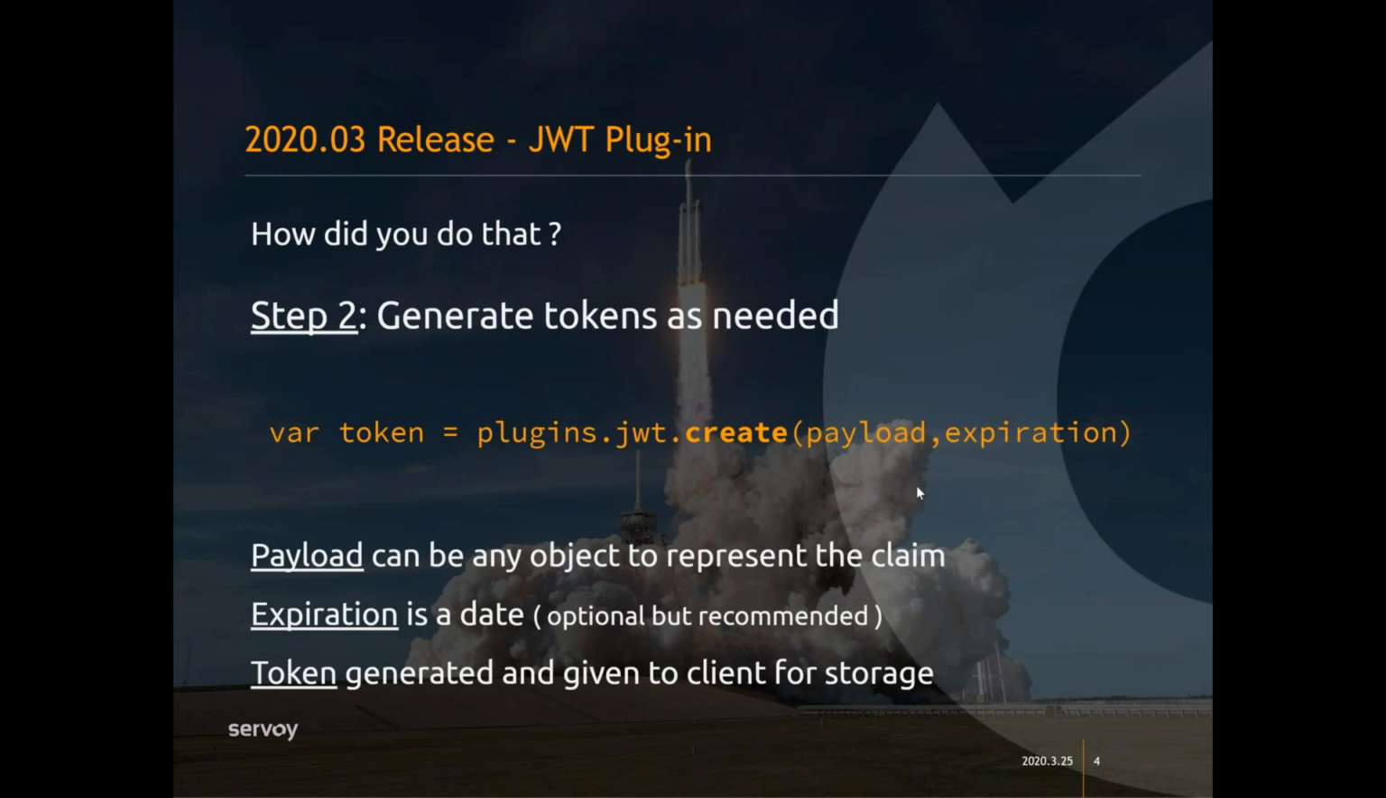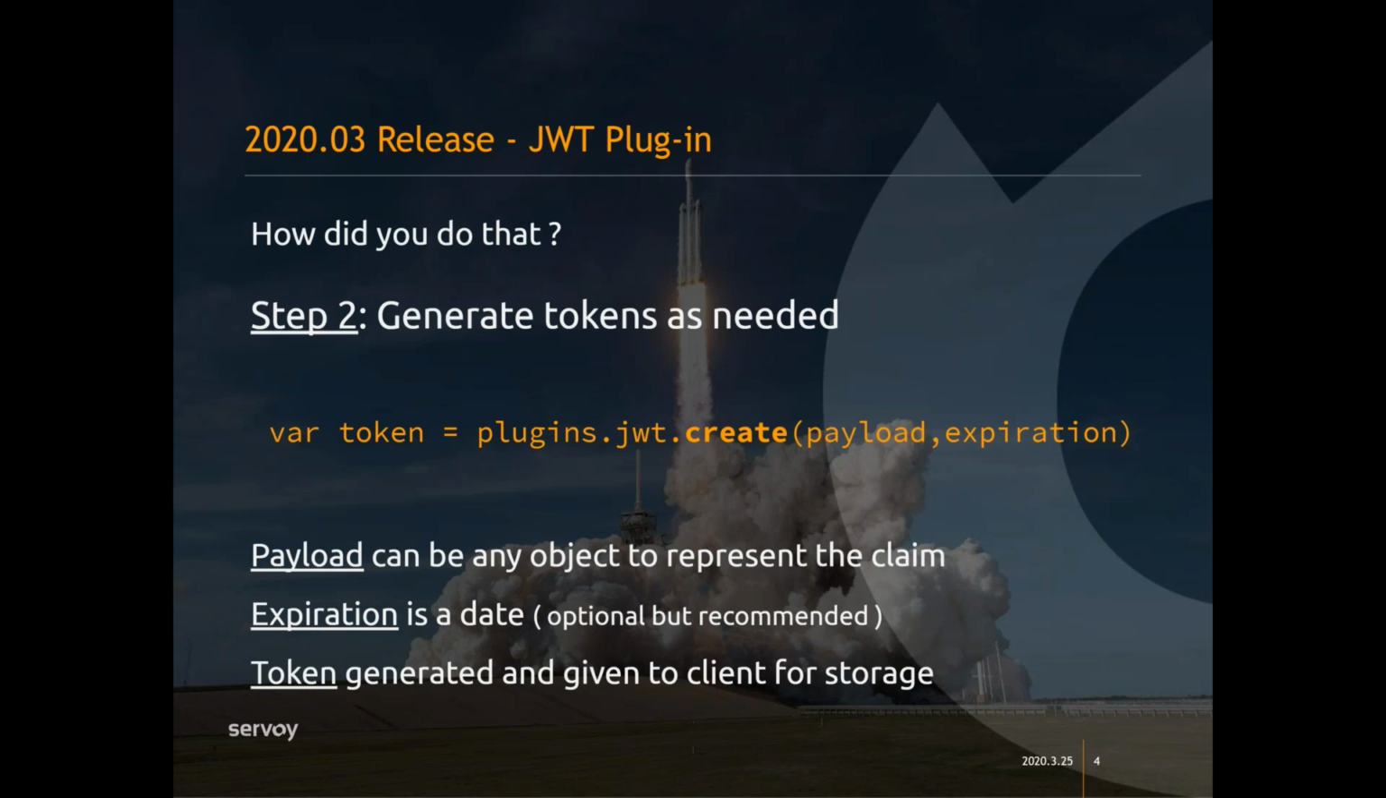Step 2 is you just generate the tokens as needed. So you just call that create method and you specify the payload, and that can be anything of your choice, but it represents what's in the claim. You know, the user's logged in, or it could be I have access to ABC through some service, something like that. Anything you want, but it's an object that you construct, and it should be serializable easily.